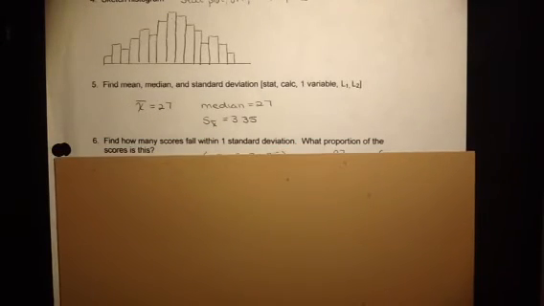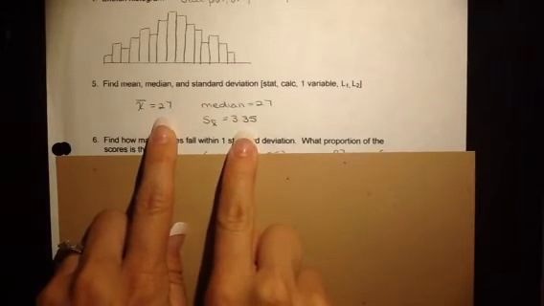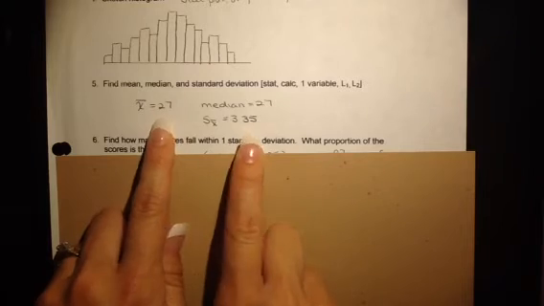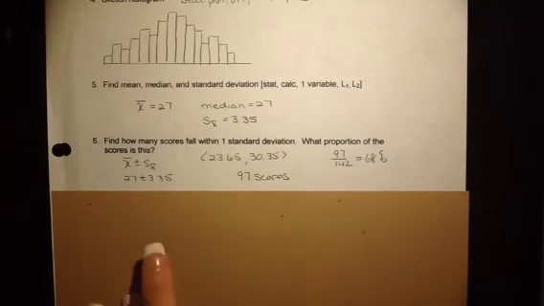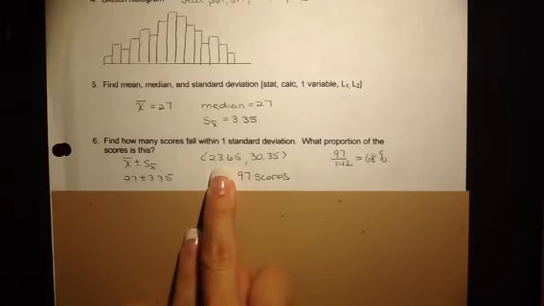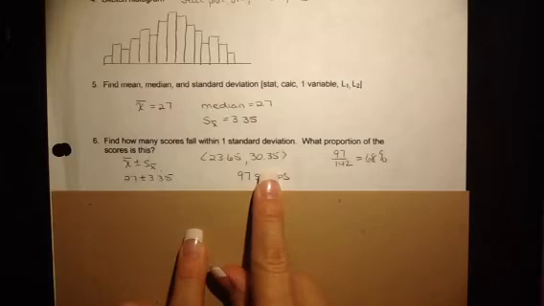So moving on, it says find how many scores fall within one standard deviation. What proportion of the scores is this? To find what scores fall within one standard deviation, we take our 27 and add 3.35, and then subtract 3.35. By adding and subtracting, we find that we have a range from 23.65 to 30.35.